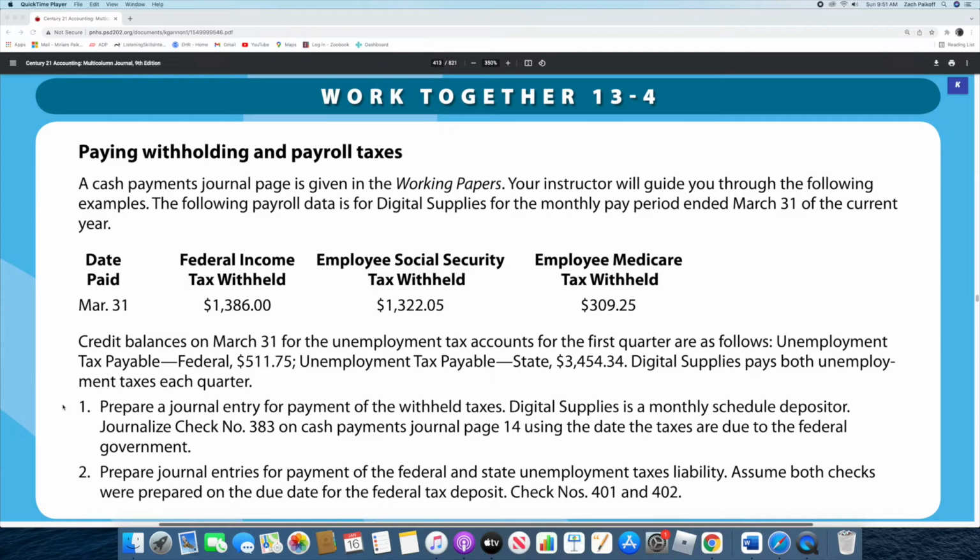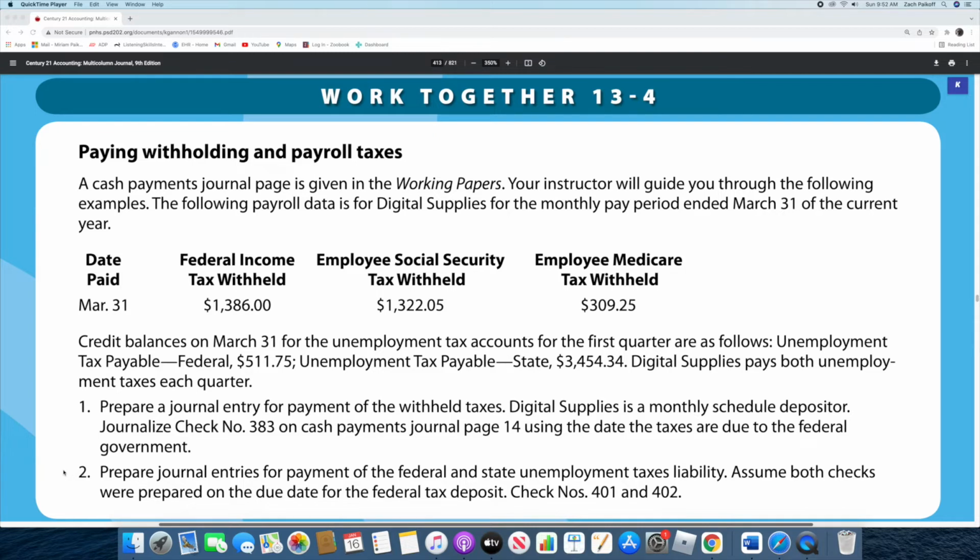Number 1. Prepare a journal entry for payment of the withheld taxes. Digital Supplies is a monthly schedule depositor. Journalize check number 383 on Cash Payments Journal, page 14, using the date the taxes are due to the federal government. And number 2, prepare journal entries for payment of the federal and state unemployment taxes liability.